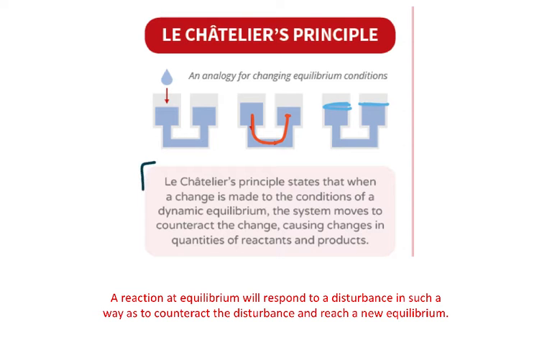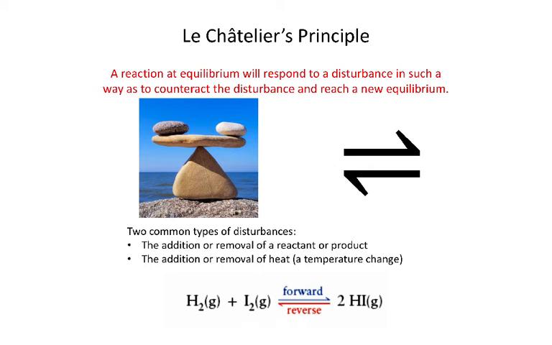Okay, now let's look at what it says here. It states that when a change is made to the conditions of a dynamic equilibrium, the system moves to counteract the change, causing changes in quantities of reactants and products. That is, a reaction at equilibrium will respond to a disturbance in such a way as to counteract the disturbance and reach a new equilibrium.